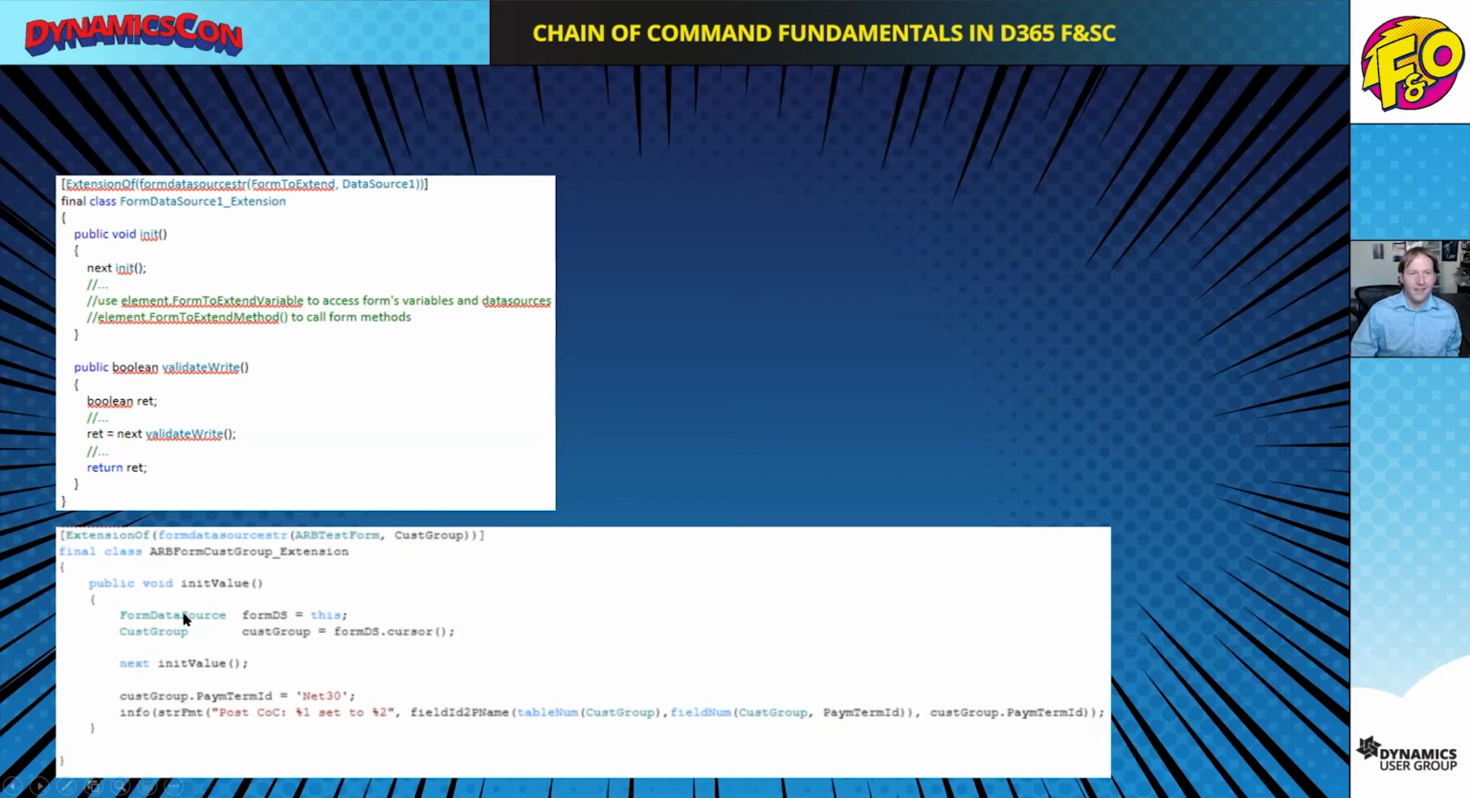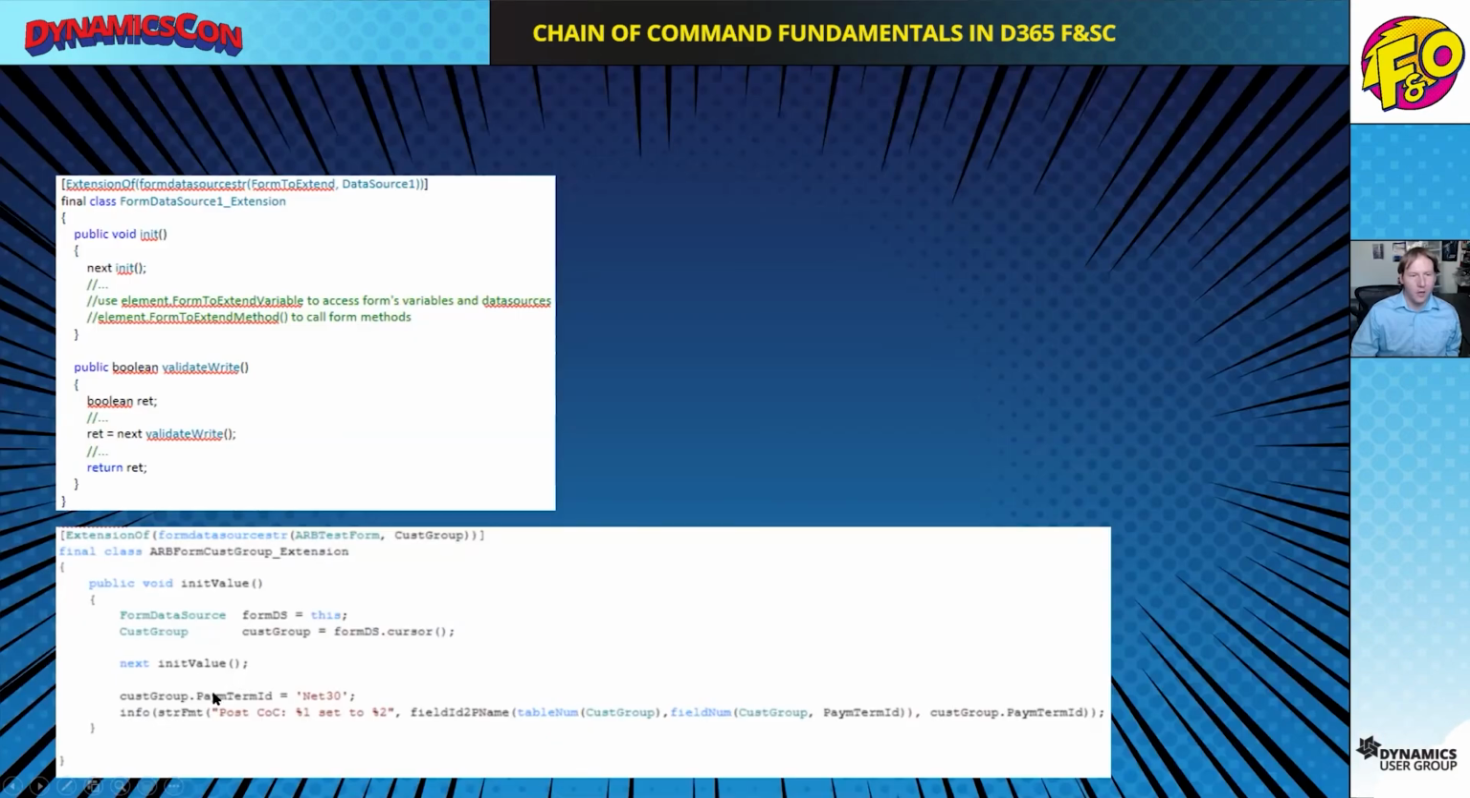We can assign this to the form data source object, and then we can take that data source object called .cursor and assign it to a table buffer variable to get the currently selected record. You could do this .cursor, or you can do it in two steps like this if you like. Once we have that currently selected record, we can overwrite or set a value to be something different than what it is in the base code.